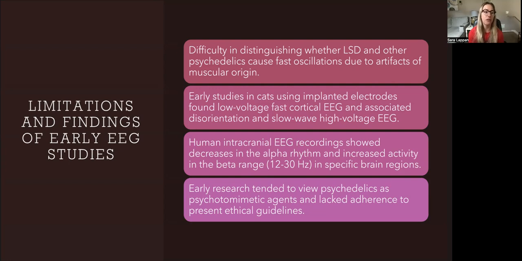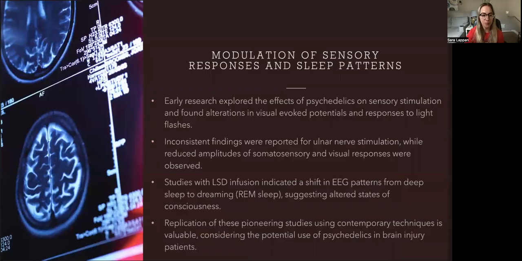So just understanding how psychedelics have affected the brain. And then early research tended to view psychedelics as psychotomimetic agents, mimicking psychopathology, and lacked adherence to present ethical guidelines. So in many ways, it's not super useful to us in our understanding.